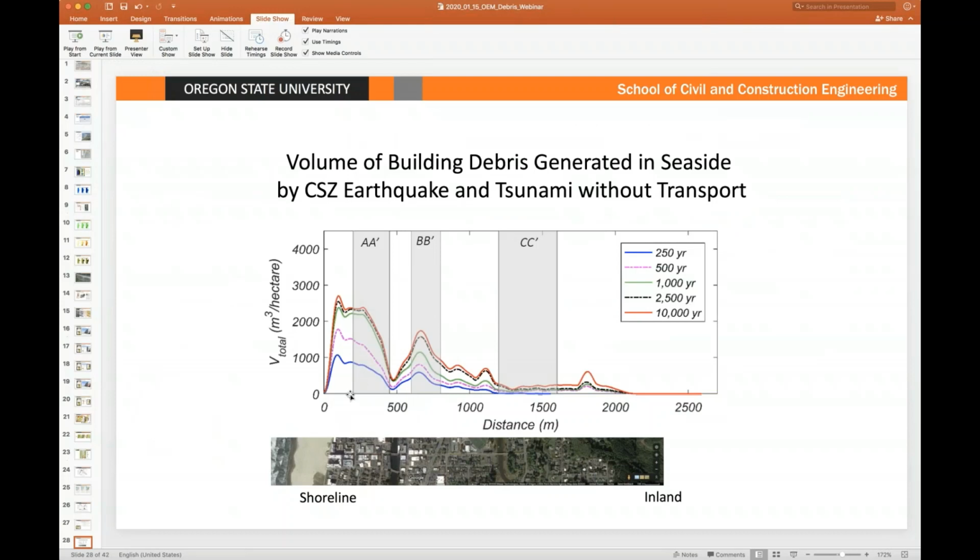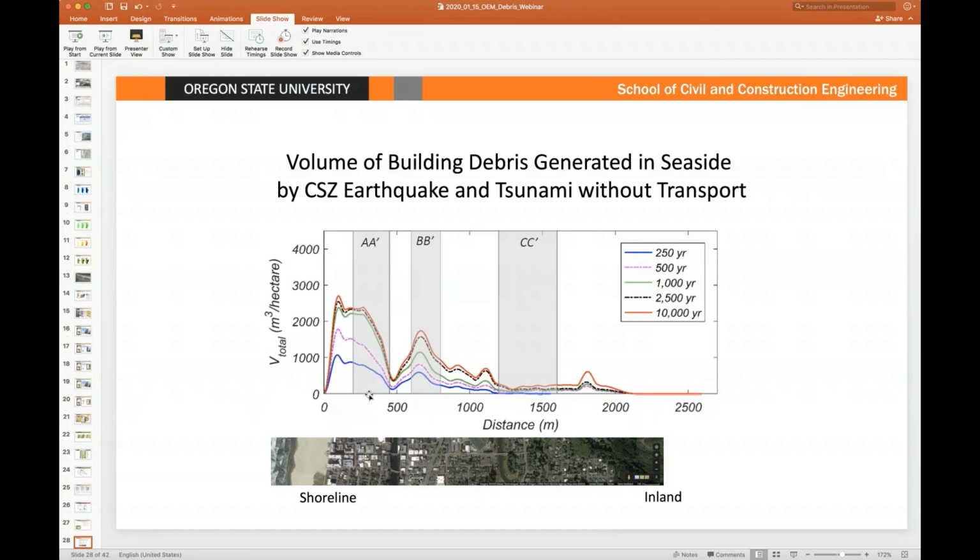So our results look like this. There's a clip of the city of Seaside, just the central part down below, so you can kind of make sense of this distance chart at the bottom. But zero is at the water line, so at the beach area, and then going into land. So 2,500, that's more than a mile. 1,600, that would be about a mile here, so almost a mile and a half going inland. And the y-axis is showing how much debris would be generated as a result of these different types of events. And the blue line would be a 250-year event, and then going all the way up to a 10,000-year event.